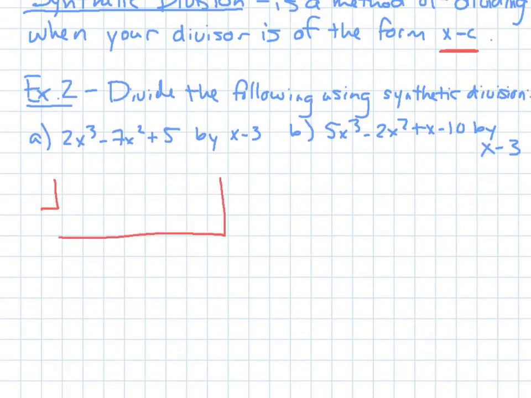So remember that for this one to work, this is c right here. So right now you have x minus c, so you kind of have to set this equal to 0 and solve. So I'm going to put in 3, not negative 3. And so then when I do synthetic division, I'm going to put in all my coefficients. Now notice that there is one missing, okay?